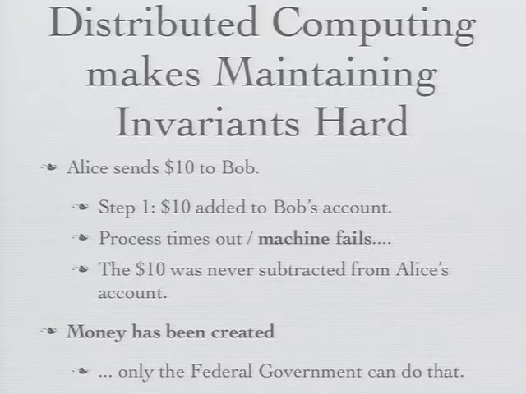Here's why. Alice sends $10 to Bob. This time it's $10. I don't know why. Okay. Step one, add $10 to Bob's account. Step two, oops, we didn't get to step two. Process times out, machine crashes. $10 is never subtracted from Alice's account.